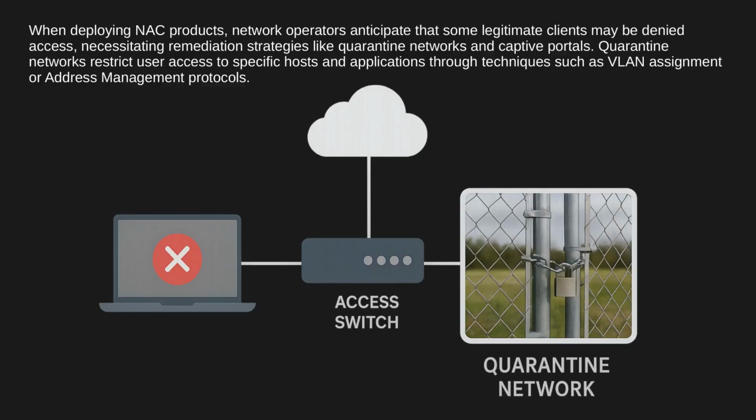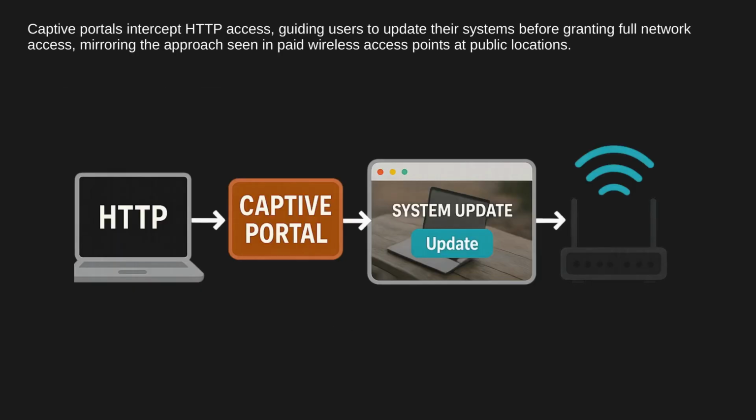When deploying NAC products, network operators anticipate that some legitimate clients may be denied access, necessitating remediation strategies like quarantine networks and captive portals. Quarantine networks restrict user access to specific hosts and applications through techniques such as VLAN assignment or address management protocols. Captive portals intercept HTTP access, guiding users to update their systems before granting full network access, mirroring the approach seen in paid wireless access points at public locations.